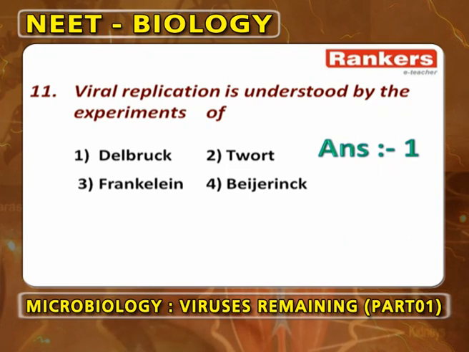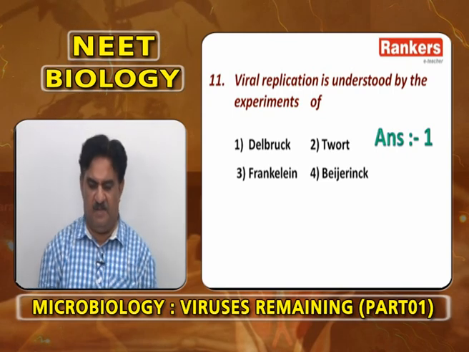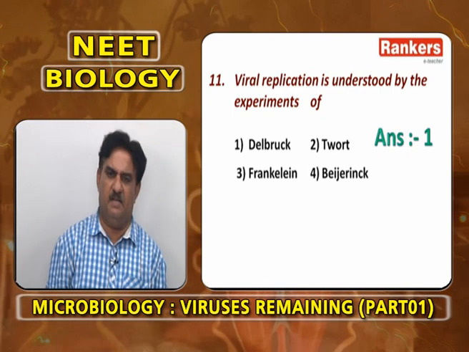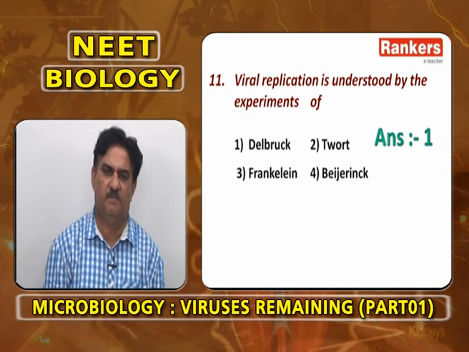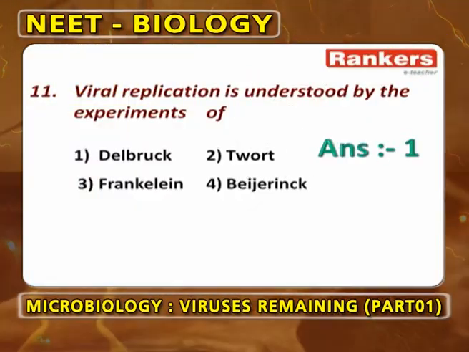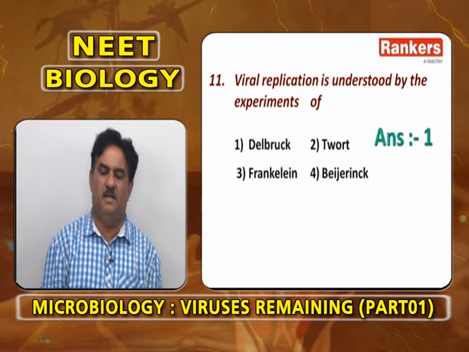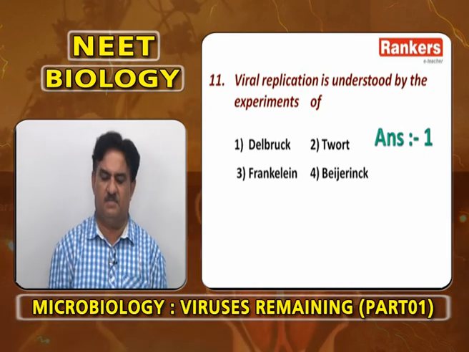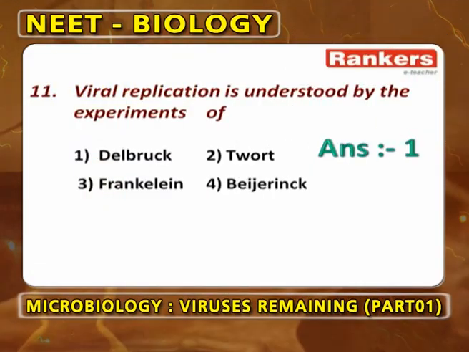Viral replication is understood by the experiments of whom? Not Twort, not Beijerinck, not Franklin. Twort and d'Herelle studied bacteriophages. Beijerinck is known for contagium vivum fluidum, or virus particle. Franklin showed that RNA is the genetic material in plant viruses. Viral replication is understood by the experiments of Delbruck. This is the answer, first option.